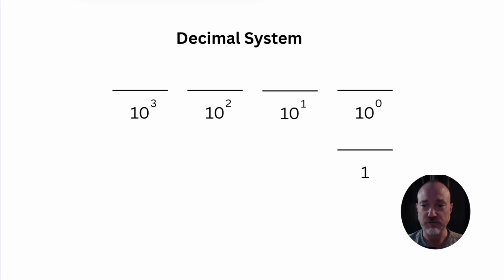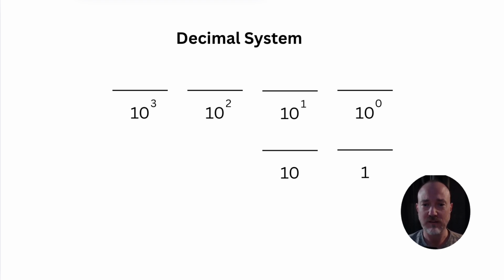So if we were to actually figure out what these place values are, anything to the power of 0 is 1. So the furthest place to the right is 10 to the 0. That place value is equal to 1. The next position over is 10 to the power of 1. So that's just like saying 10. Anything to the power of 1 is itself.